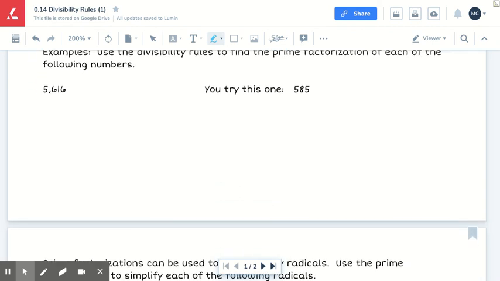Alrighty, next up we've got prime factorization.